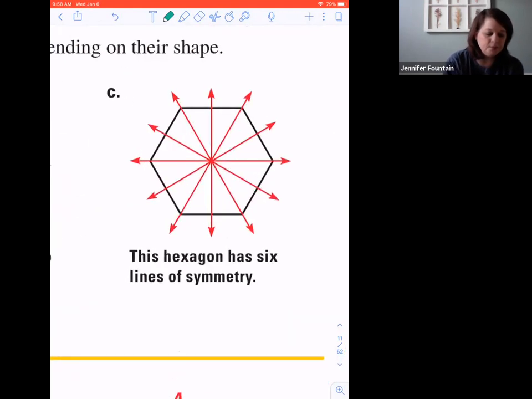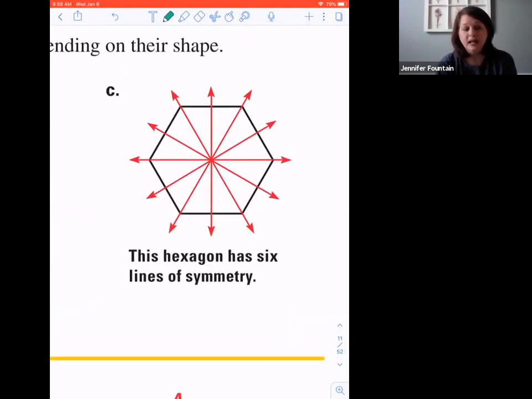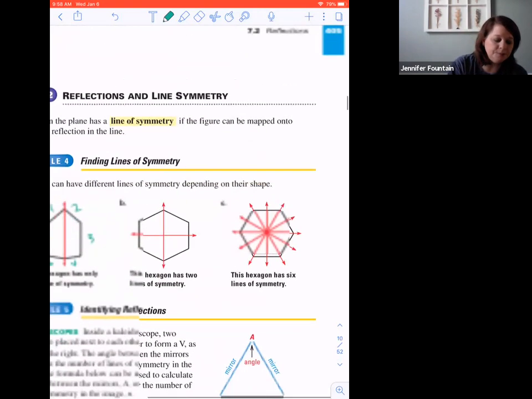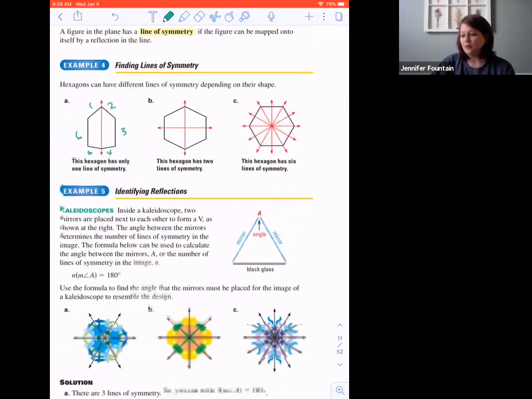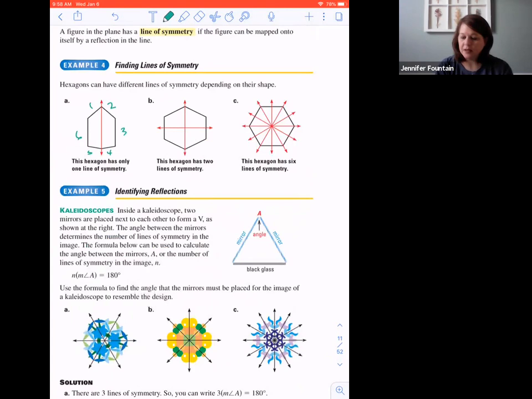But when we have what's called a regular hexagon, remember a regular hexagon means that all of my sides are exactly the same, all of my angle measures are exactly the same, then we can see all these different lines of symmetry going from vertex to opposite vertex. So lines of symmetry depend on the shape of the object. Okay. So just because it's a 6-sided figure doesn't mean that every single 6-sided figure is going to be exactly the same.